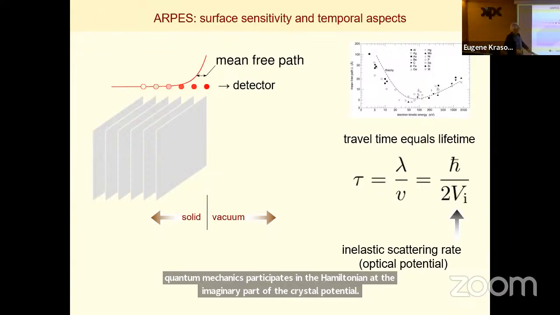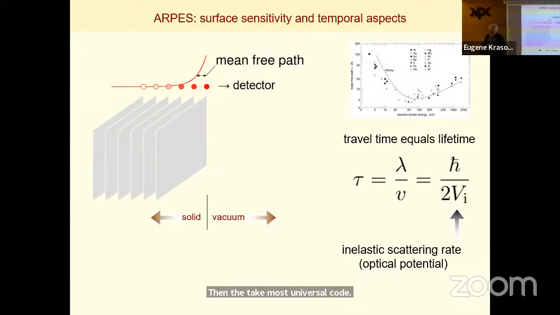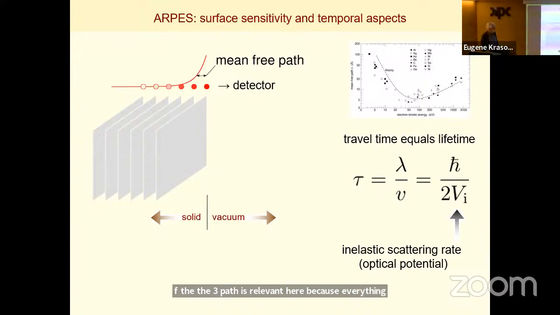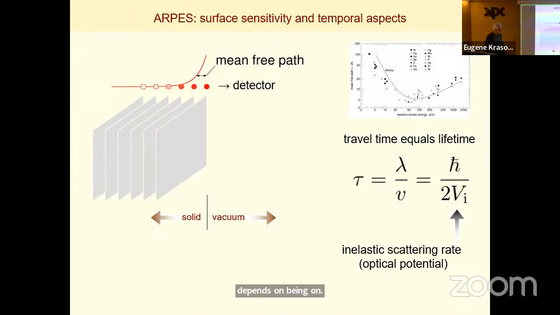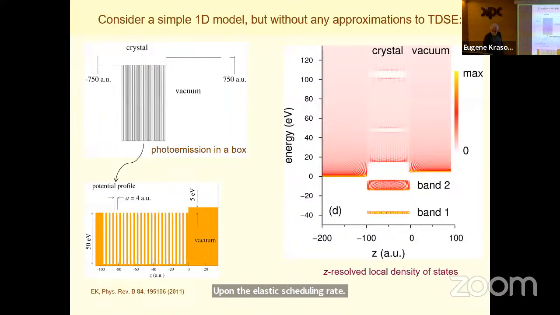Then the famous universal curve of the energy dependence of the mean free path is irrelevant here, because everything depends only upon the inelastic scattering rate. Okay, that is correct, but what to do in the cases when the electron cannot be described by the group velocity, when we are in a forbidden gap?